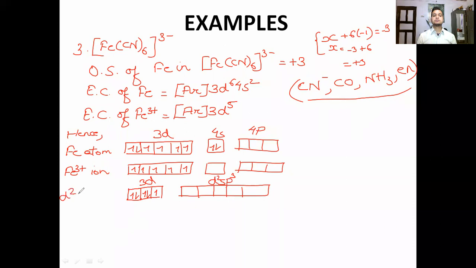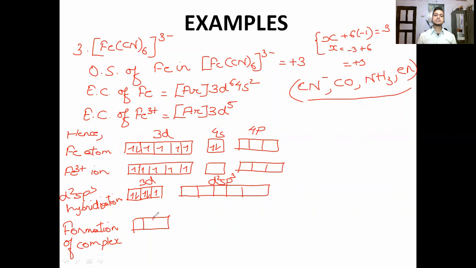So it will be d2sp3 hybridization. Be very, very careful in this. Very common questions in your examination. So now finally it will go for formation of the complex, in which the unpaired electrons and the paired d orbital electrons will remain as they are. And in the hybridized orbitals, electrons will be donated. Sorry, there will be six, so 1, 2, 3, 4, 5, 6 pairs of electrons. That will be d2sp3.